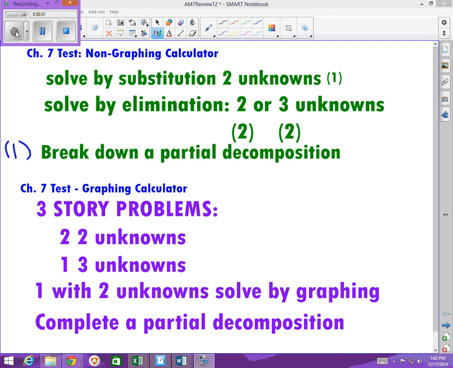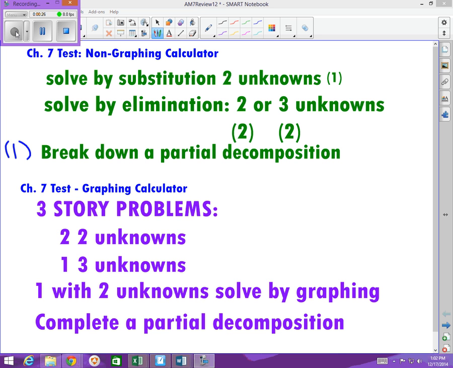All right, for this test, the non-graphing calculator part, which will be the first part of the test that you take, you solve by substitution with two unknowns. There's one equation of that. Then using elimination to solve with two or three unknowns, there's two equations with two unknowns and two equations with three unknowns. And then you'll have to break down a partial decomposition problem. You won't have to solve that one, you just have to break it down.